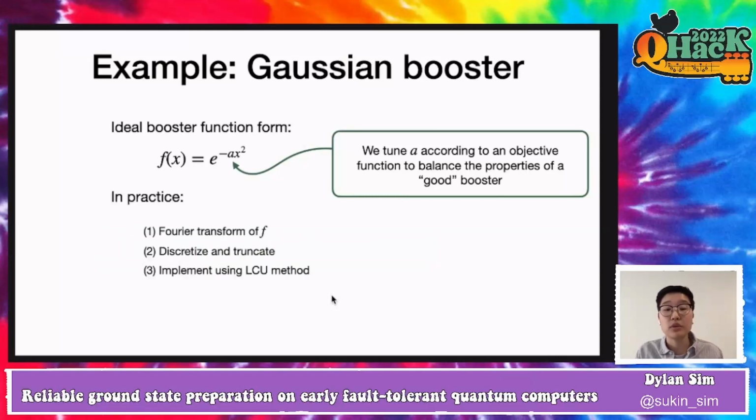In practice, what you would do is compute the Fourier transform of f, and then discretize and truncate this Fourier transform. That would yield an equation like I showed a few slides back, where you have a linear combination of unitaries. And as we've gone over with the example of the cosine booster, you can implement this probabilistically using the LCU method. So in practice, what you're doing is applying an approximate and probabilistic implementation of your booster.